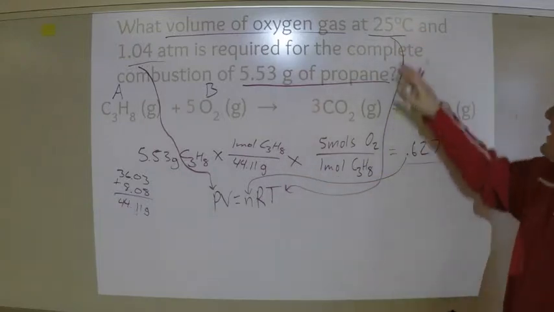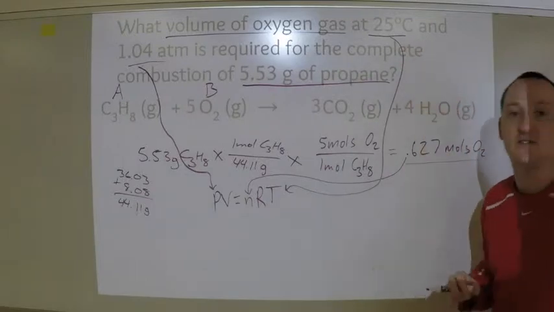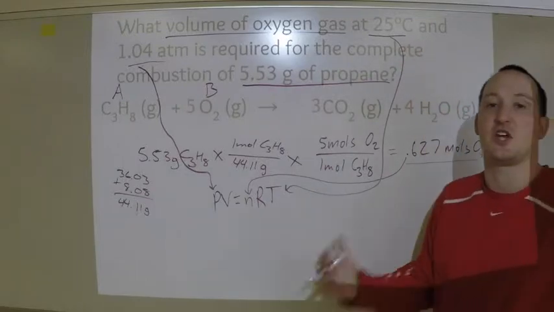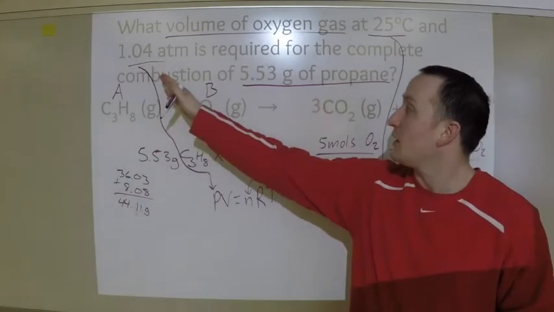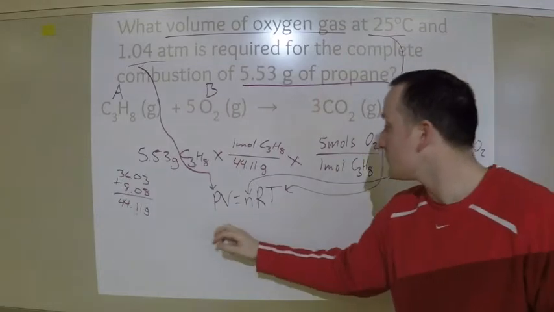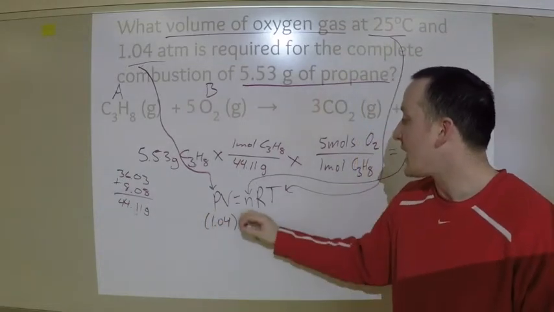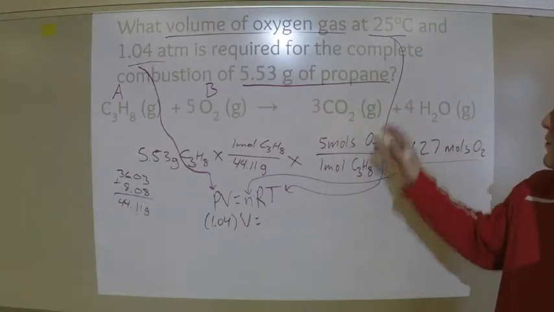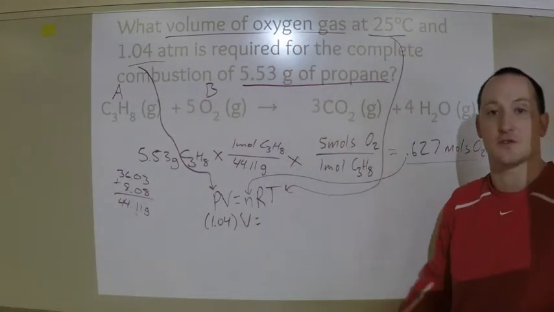However, remember whenever I'm working with gases, I cannot leave my temperature in Celsius. I have to change it to Kelvin. So we're going to have to do that first. So my pressure is 1.04 atmospheres, so I've got 1.04 times V. Now again, you might be like, well, it asked us to find volume. That's what I'm going to be solving for, V.